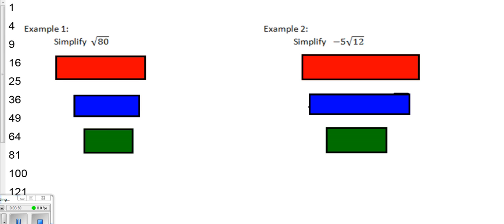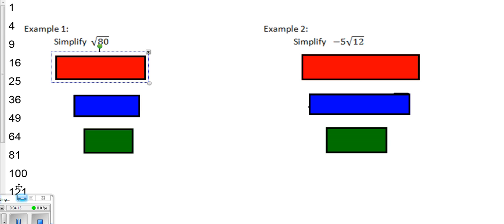So for example 1, we need to simplify the square root of 80. Now it's not as easy as just typing that into your calculator, because the square root of 80 is some number with a very large decimal answer. In fact, that decimal answer is so long it'll never end. So instead of simplifying it that way and giving an answer that's approximate, not exact, we're going to simplify it by breaking it down as much as possible.